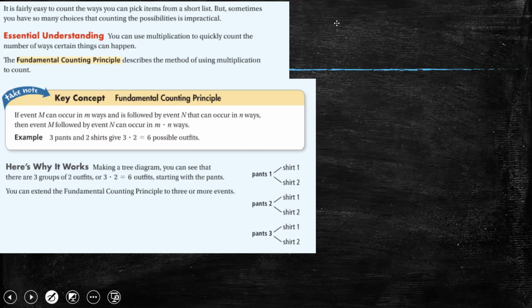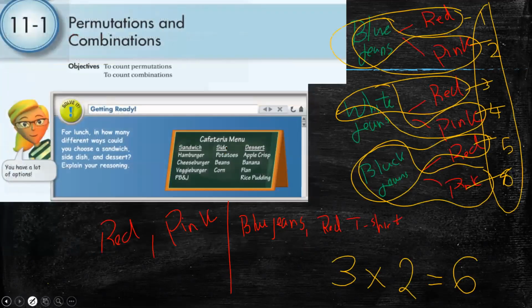So what we can do is use multiplication to quickly count the number of ways certain things can happen, which we call the fundamental counting principle. It describes the method of using multiplication to count. As we said before, if we have 4 choices for sandwiches, multiplied by 3 for sides, multiplied by 4 for desserts, you will have 48 options for the cafeteria menu. Or here, you have 6 ways to wear jeans with a t-shirt.